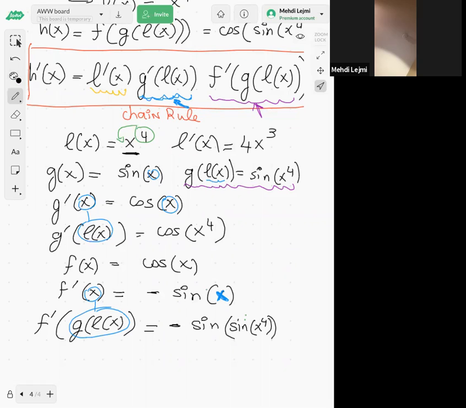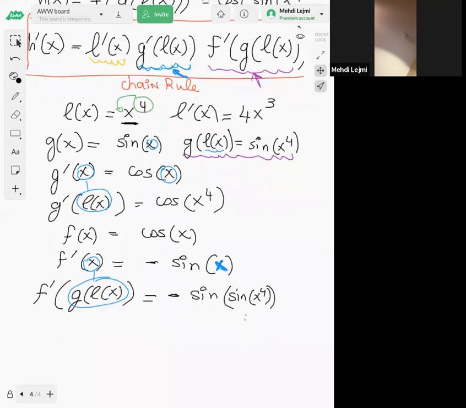It's minus sine of sine of x fourth, it's not minus sine squared. This is not a multiplication, guys. Again, it's a composition. So minus sine of sine, it's not minus sine squared, right? Again, because that's not a multiplication.